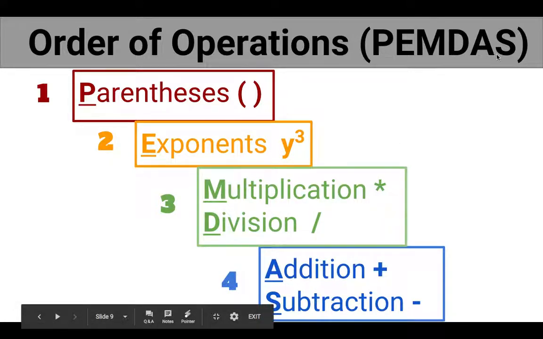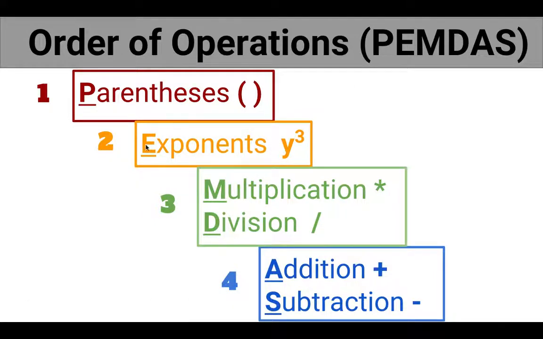Even though PEMDAS looks like it's all in a row, parentheses are number 1, then exponents are number 2. Then multiplication and division happen in the order in which they appear. So if the multiplication's first, that will happen first, and if the division's first, that will happen first. Depending on your calculation, you might have to throw in some parentheses to get the actual value that you want. And then the same thing with addition and subtraction.